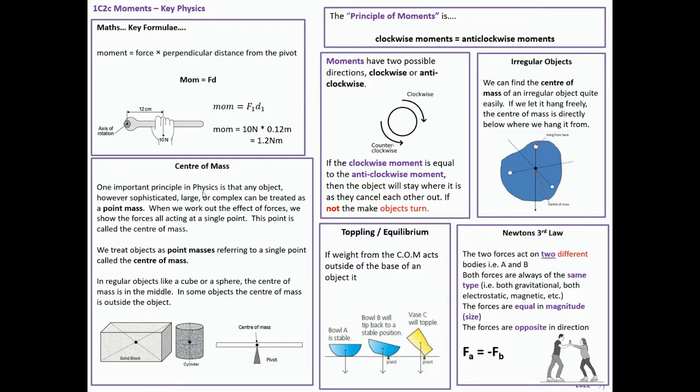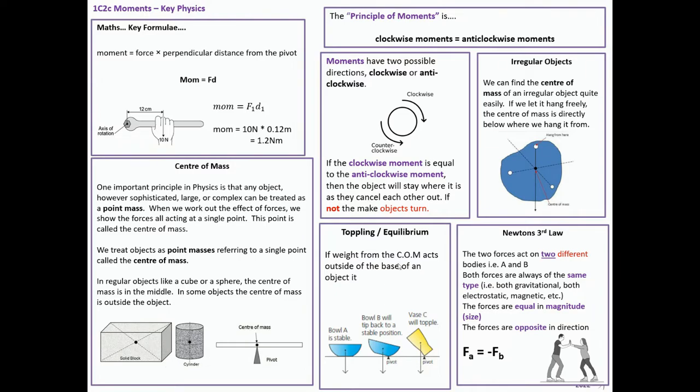And we need to know the center of mass. One important principle in physics is that any object, however sophisticated, large or complex, can be treated as a point mass. So it's where we can work out the effect of the forces and show that all the forces act through this single point. So on that irregular object, it's there. For a solid block, it would be the diagonals, a cylinder in the middle. Center of mass here could be a beam on a pivot point. So you should know about different objects, but they'll give you some formulas if you need to do anything fancy.